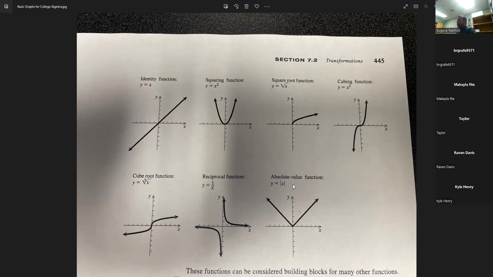So we played with a few of these. Now we don't have to actually know how to graph these lines. We just need to know what these shapes are so that we can move them around. All right, so I'm going to go to my pad and get us started.